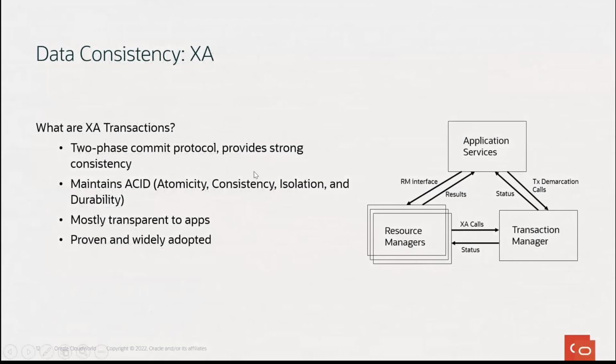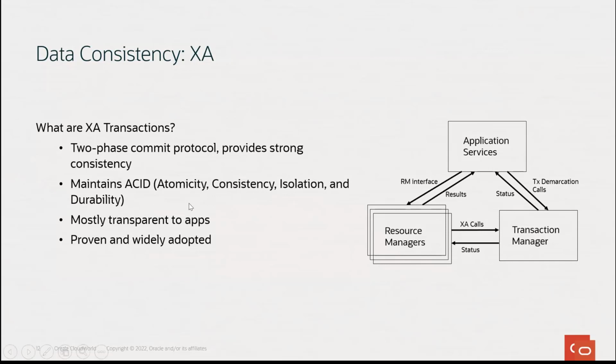XA is a two-phase commit protocol, and it provides the strongest consistency out there. And as I said, it has been there for quite some time, maybe 40, 50 years. They started with the mainframe era, and then moved on to open systems as well. XA transactions maintain the ACID properties. So these transactions are atomic, consistent, isolated, and durable. Once committed, it's committed.